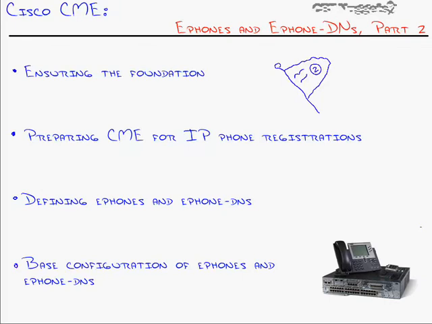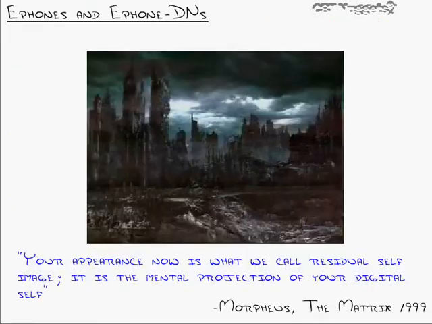Alright, I'm going to pick up right where we left off in the previous nugget, where we talked about preparing CME for IP phone registrations, using the TFTP server command and the load command. We were just on the brink of getting into the world of ePhones and ePHONE-DNs. That's where we're going to begin right now.